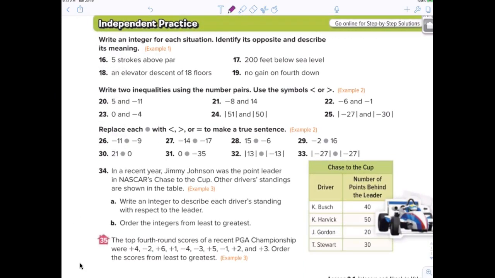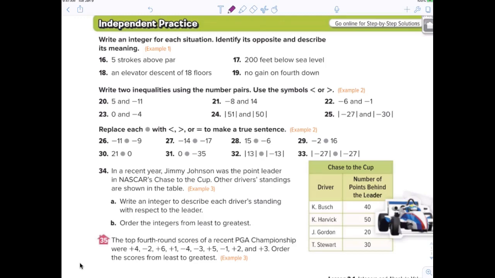So what symbolism would we use for that? Would it be plus 5 or minus 5? Plus 5. Agreed. Next, Mr. Strickland. Minus 200. I'm okay with that. 18. Mr. Hunter. Oh, I'm sorry. Negative 18. Thank you.